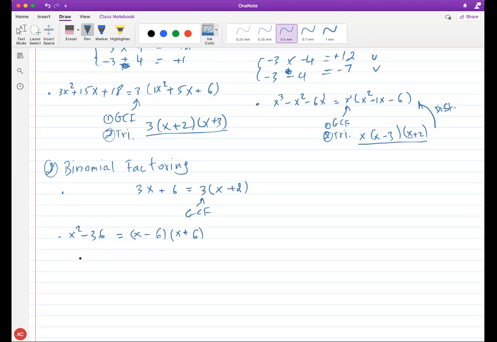Or you can look at it this way. So we have a square here. We have x to the second minus 36. How do you write this as a number squared? 6 to the second. That's right, 6 to the second.